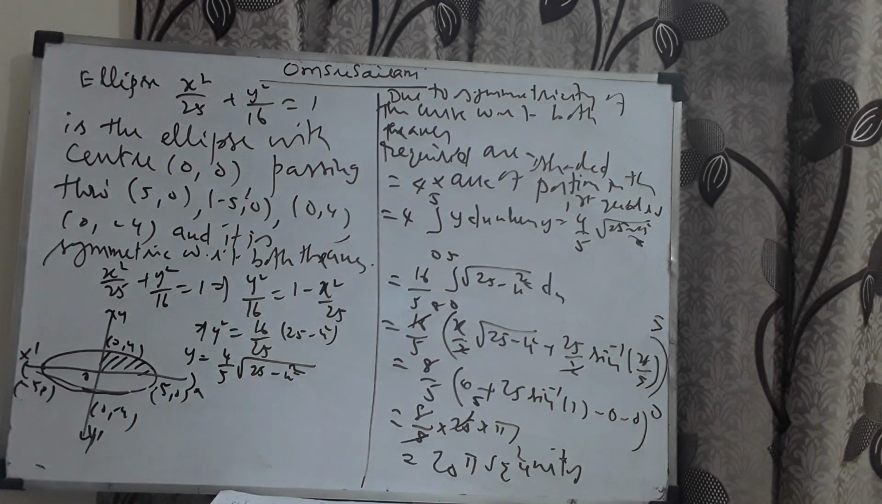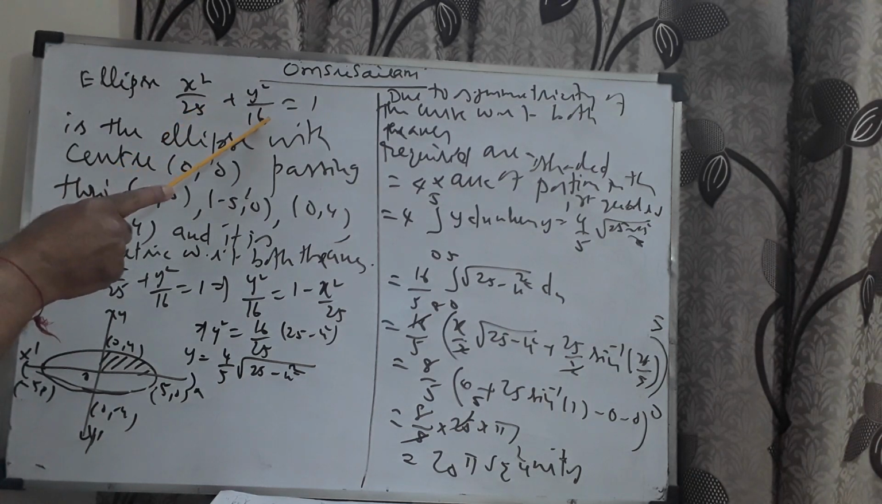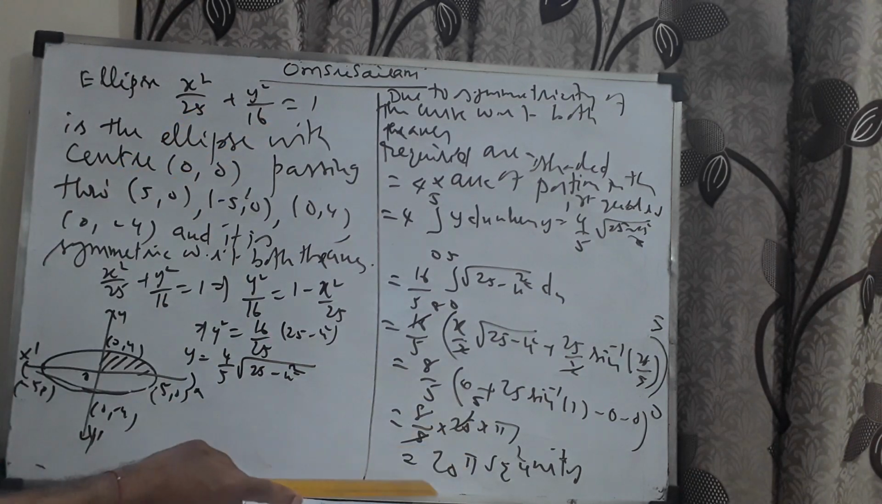Listen carefully. Whenever there is a general possibility x square by a square plus y square by b square equal to 1, with a greater than b. Why I am saying a greater than b is that then it will be more flat along the x axis. If b is greater than a, it will be more flat along the y axis. It's not a big deal. The final answer will be pi ab. Here, instead of a I have 5, instead of b I have 4. Pi ab, 5 into 4, 20, 20 pi.